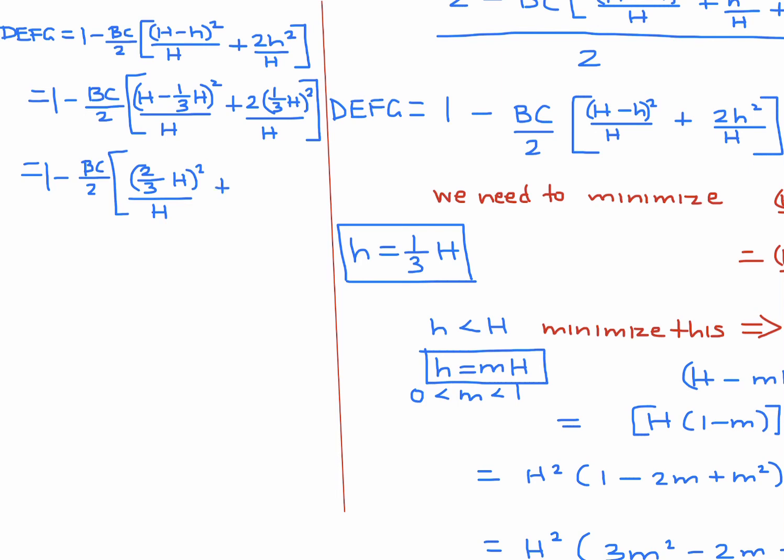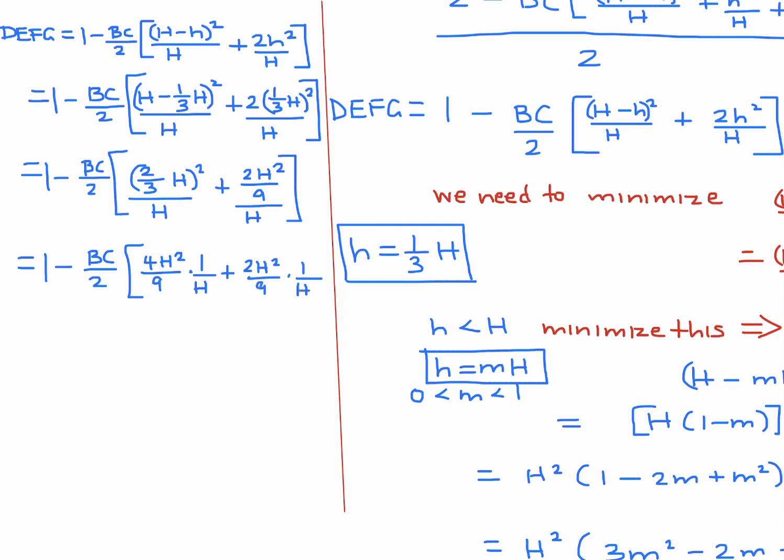Plus, this is going to be H squared over 9. And that's times 2. So that's 2H squared over 9, all over H. So it simplifies pretty quickly here. And then this looks like 4H squared over 9, invert and multiply 1 over H, plus 2H squared over 9, invert and multiply 1 over H, like that. So again, I've got 1 minus BC over 2.